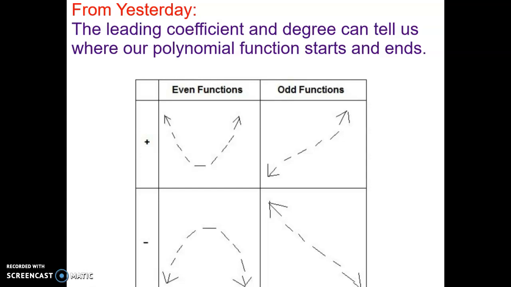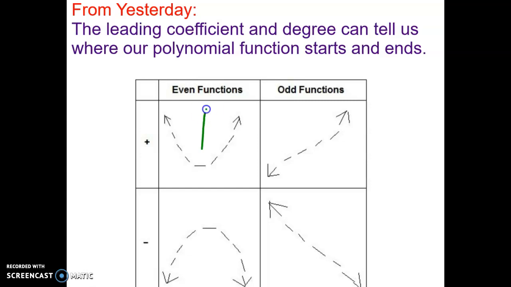So let's just start by quickly reviewing from yesterday, in your case earlier today, that the leading coefficient and degree tell us where a polynomial starts and where it ends. Remember that if it's an even function, it's kind of like a parabola. If it's positive, that parabola would open up. If it's negative, that parabola would open down.